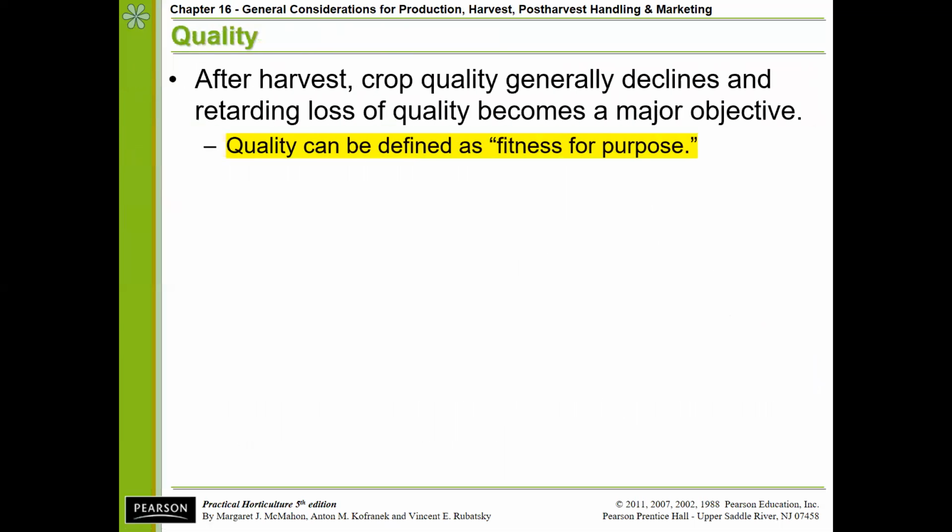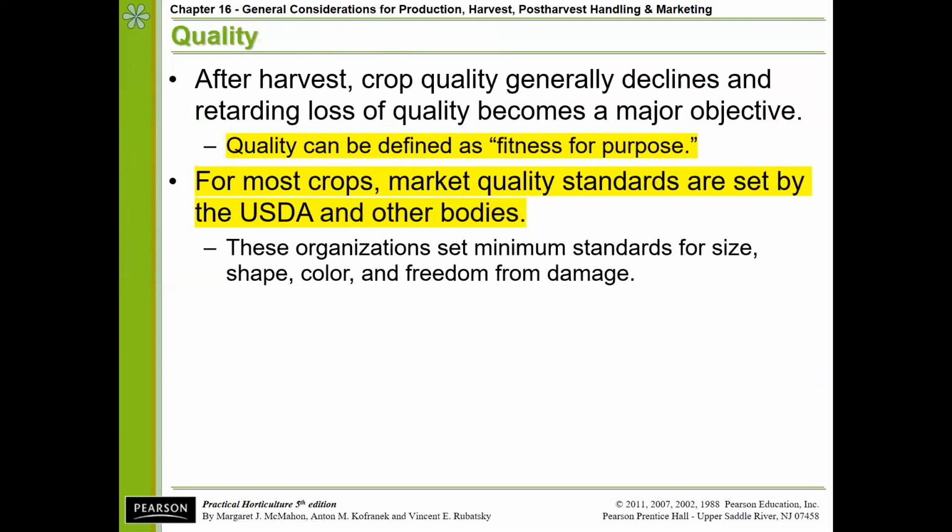So let's talk about quality for a minute. The quality itself is dependent upon the purpose of the crop itself. For most crops out there, there is a market quality standard that is set by the USDA or other bodies, third parties that influence these quality standards. Generally, we're looking at size, shape, color, and we have a grading level based on that.